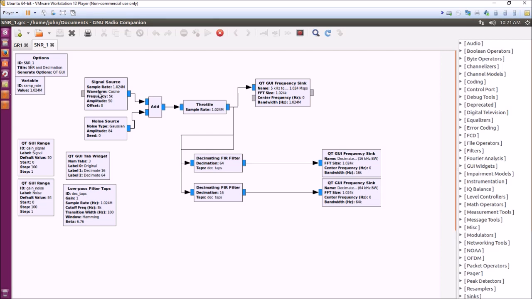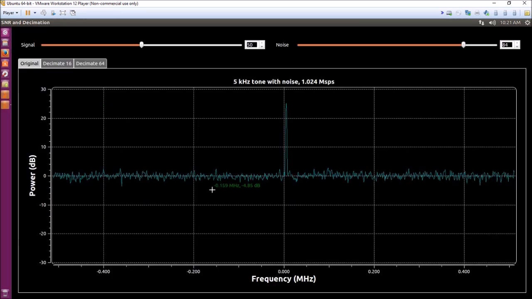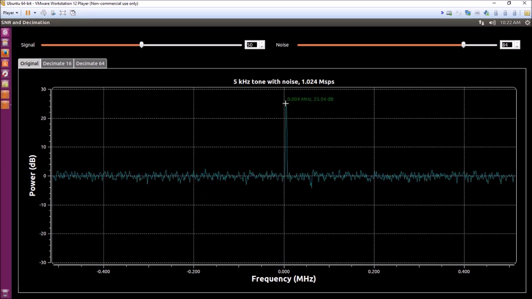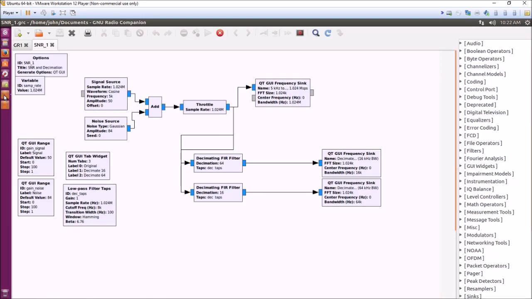What happens when you take a signal source and Gaussian noise and add them together is you get a spectrum like this. All of this is the noise that I'm generating down around the zero point. And then here's the tone, which is 25 dB or so higher than the noise. So that's what I'm actually generating. After doing that and displaying it, I'm going to create a couple of decimating filters. I'm going to run one of them with decimation of 16, which means I'm keeping only 1/16 of the data, and I run the other filter decimating at 64, which means I'm only keeping 1 out of 64 samples.